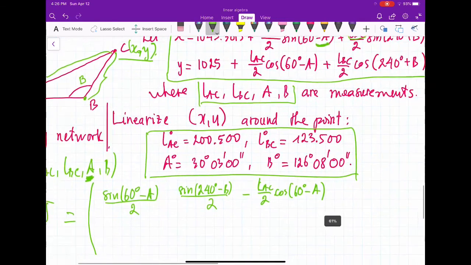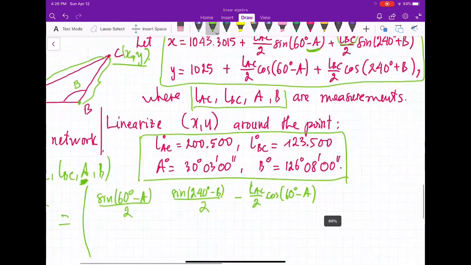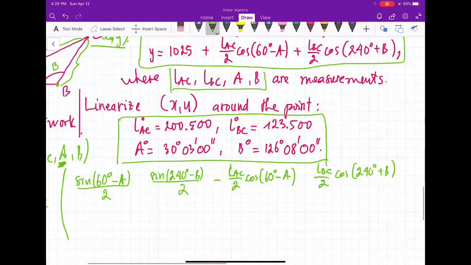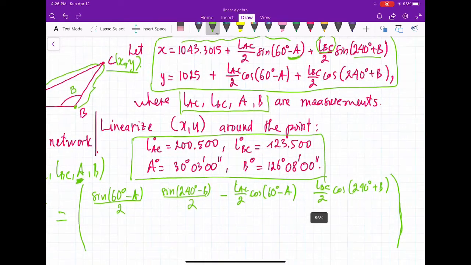And finally, you need to differentiate x with respect to B, right? You do almost the same thing, but luckily we have plus B here, so we don't have a negative. That is equal to LBC over 2. The derivative of sine is again cosine, of 240 degrees plus B. That is the first row of the Jacobian. All the partial derivatives of the function x.